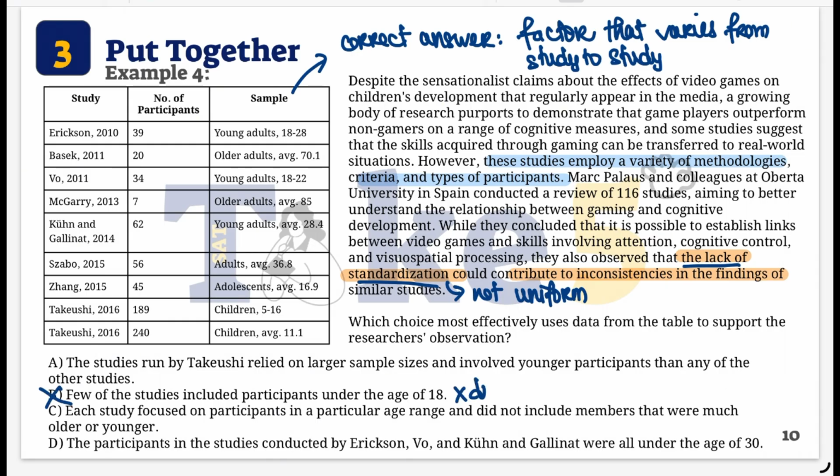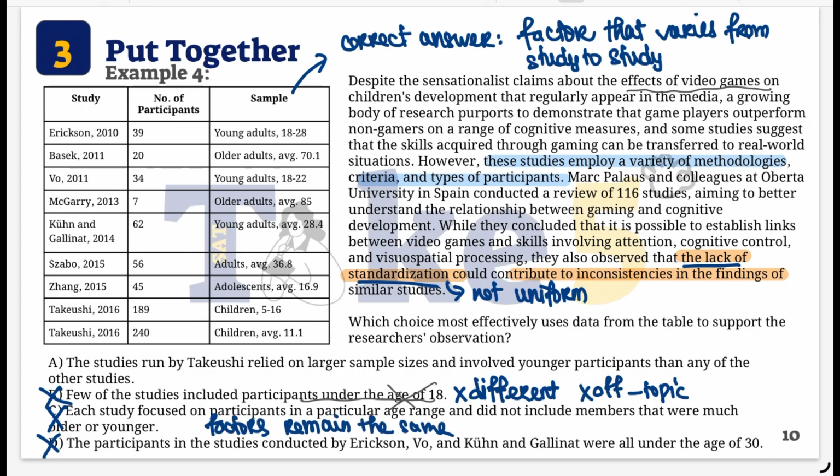B does not mention a different factor among studies, and it is even an off-topic one. This is a wild guess for students who have an assumption that just because the main topic of this passage is studies involving video games, all of the studies should have children as participants. Answer C and D mention factors that remain the same across studies, which go against the conclusion, so both choices can be eliminated.